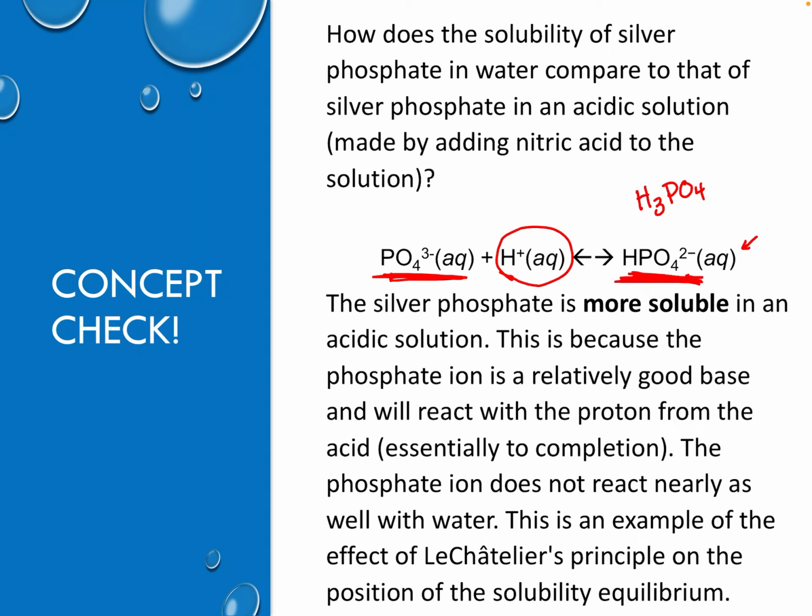You just need to look and see, is this anion, it's typically going to be the anion, but is this anion going to be affected by the presence of hydrogen? Can it make a weak acid? And if your answer is yes, then it can be affected by the pH.